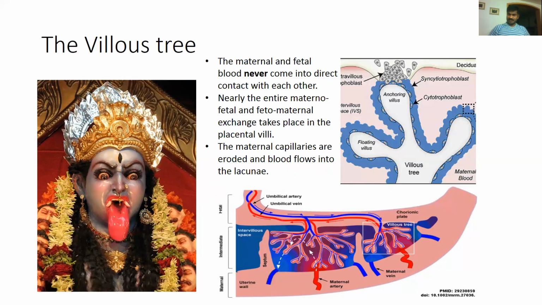Anything which is foreign to our body will be fought off by our immune system. So the mother's body will fight naturally, and this fertilized egg will have to fight against that and get implanted. That's the reason why we call Kali ferocious or fierce, and at the same time, she's a mother because she's trying to protect the child, which is inside the cell.